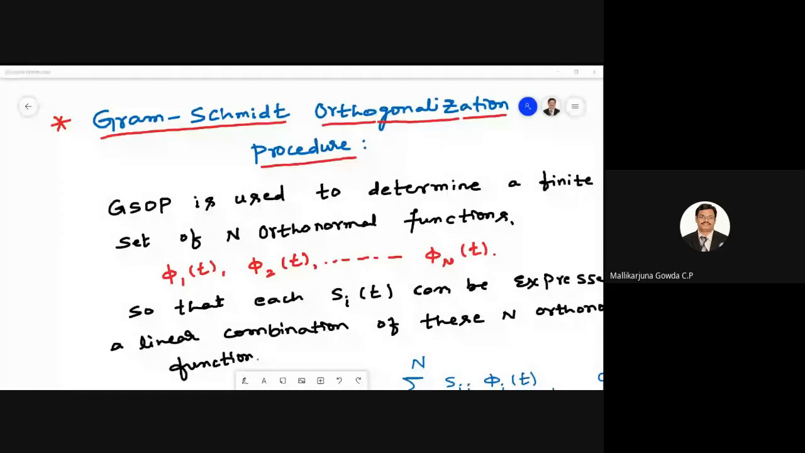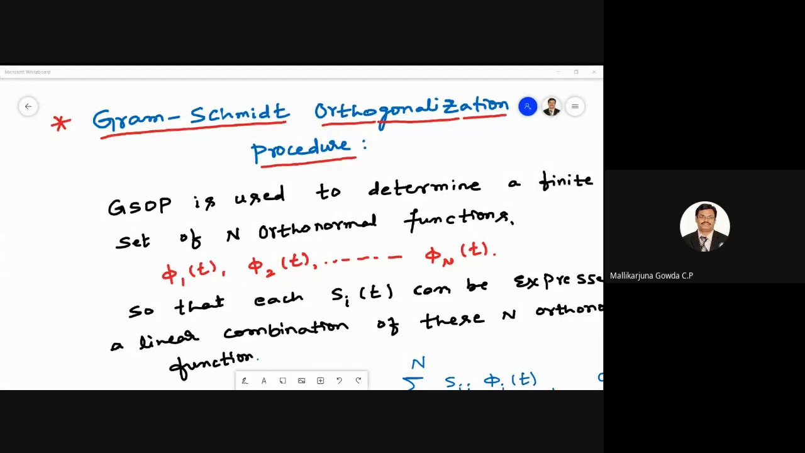Why do we want to find the n orthonormal basis functions? What is the purpose? It is to express the m finite energy signals as a linear combination of these n orthonormal functions. So that is the purpose.